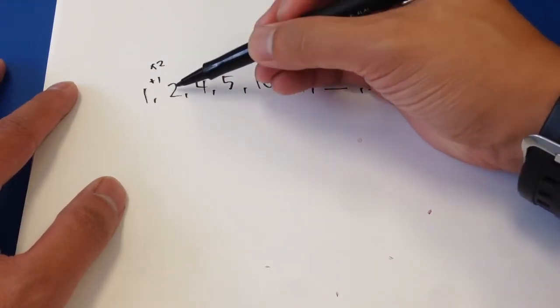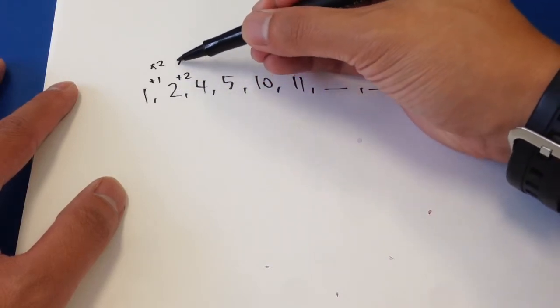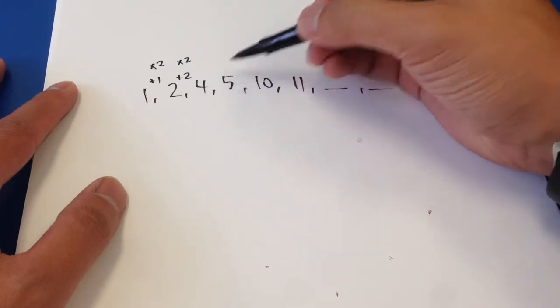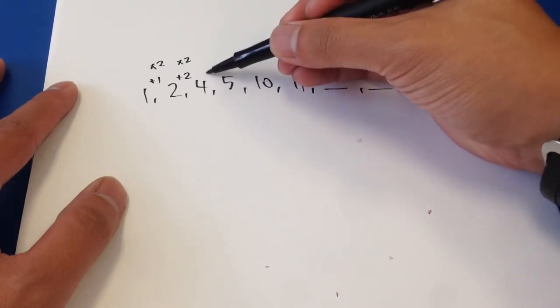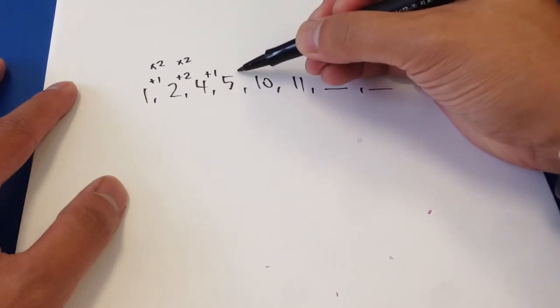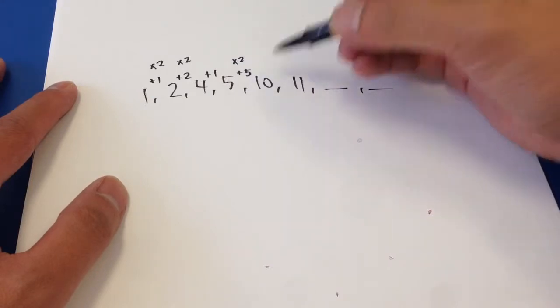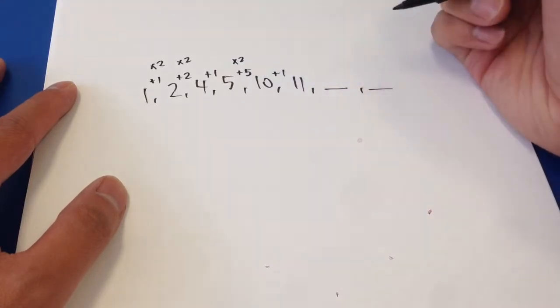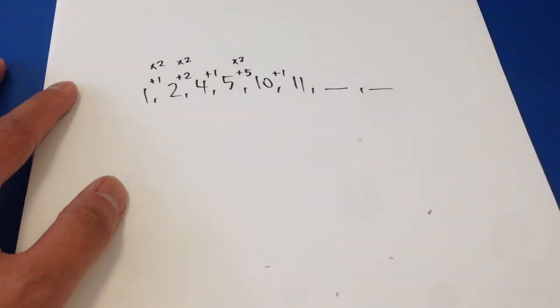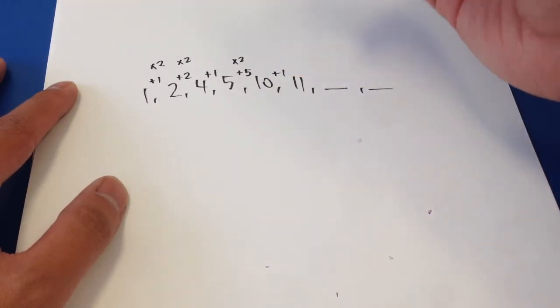Here, my next numbers, 2 to 4, I could have added 2 or multiplied by 2. 4 to 5, I could have added 1, and that's it. 5 to 10, I could have either added 5 or multiplied by 2. 10 to 11, just add 1. So now I'm looking at my sequence here, and I see that there's a pattern.